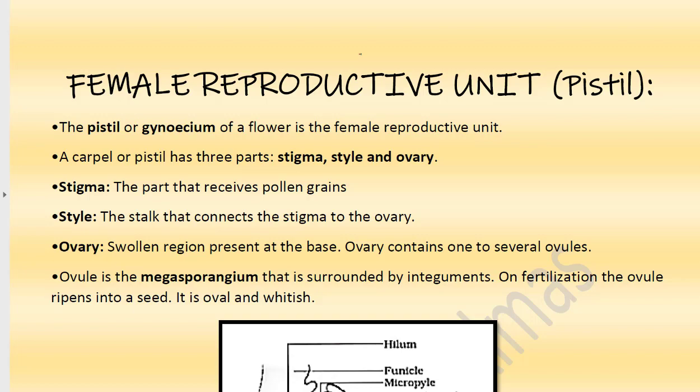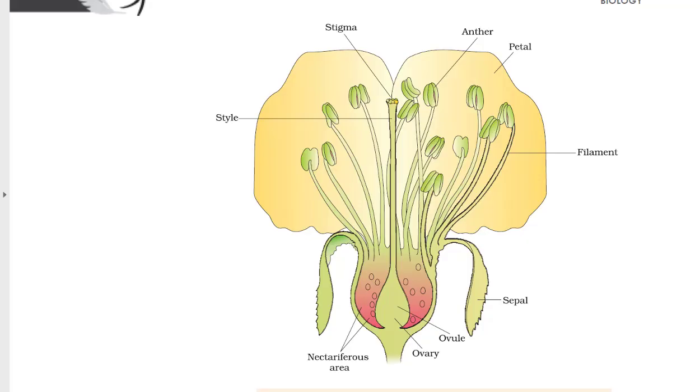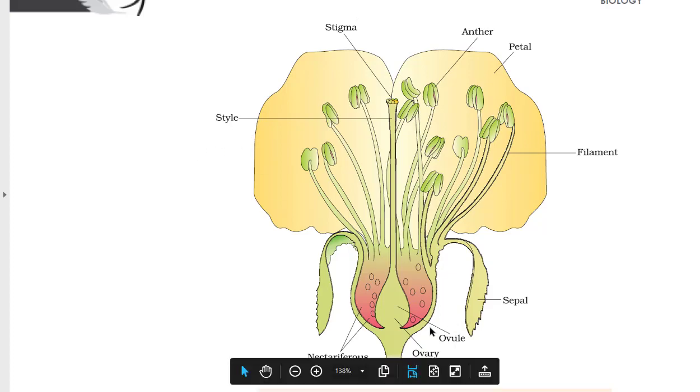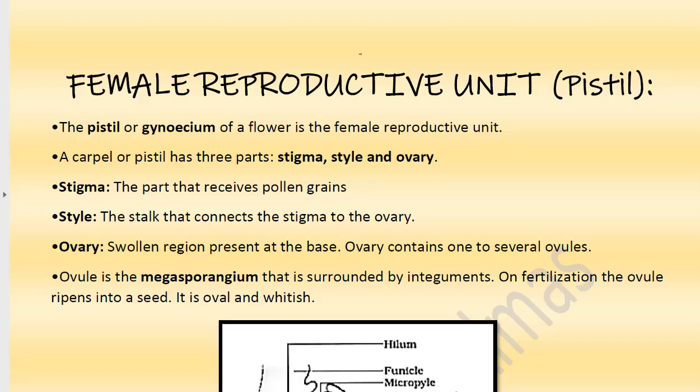So, talking about PISTIL, the PISTIL, or gynoecium of a flower, is the female reproductive unit. We can also call the PISTIL the gynoecium, and the stamen we call the androecium. Carpel and PISTIL have three parts, that is the stigma, style and ovary. If you look at this diagram, you can easily observe the labelled parts, that is stigma, style and ovary. These are the female reproductive units of a flower.